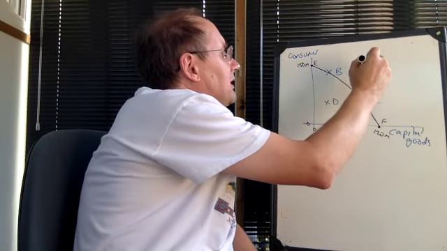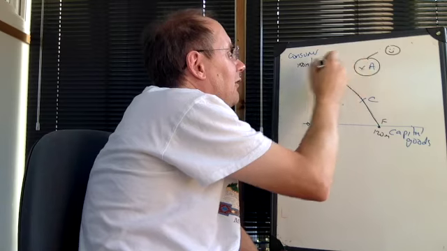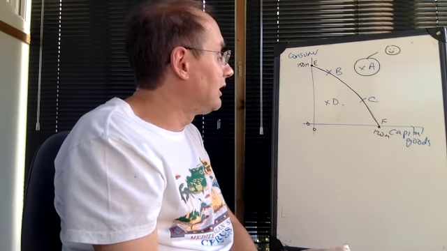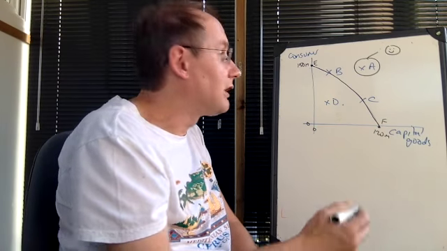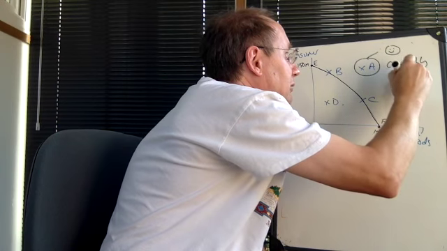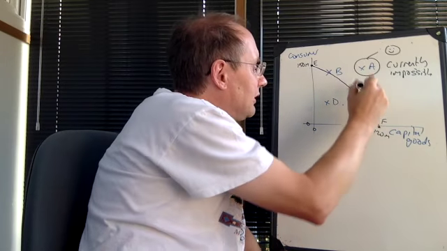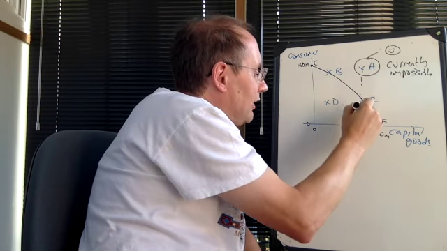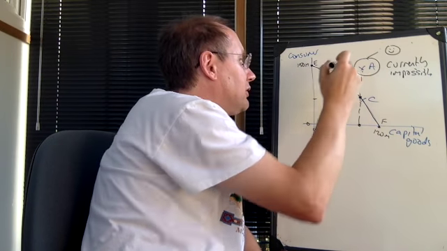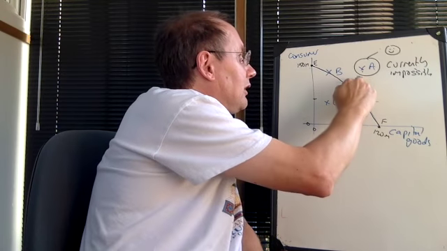So what can we say about point A? Point A, we'd like it. Point A is very nice. We have lots and lots of consumer goods and lots of capital goods. Unfortunately, we don't have enough resources to have it. So point A, we can say, is currently impossible. If we wanted that many capital goods, we can only have that number of consumer goods, not that many. So A, whilst desirable, is currently impossible.